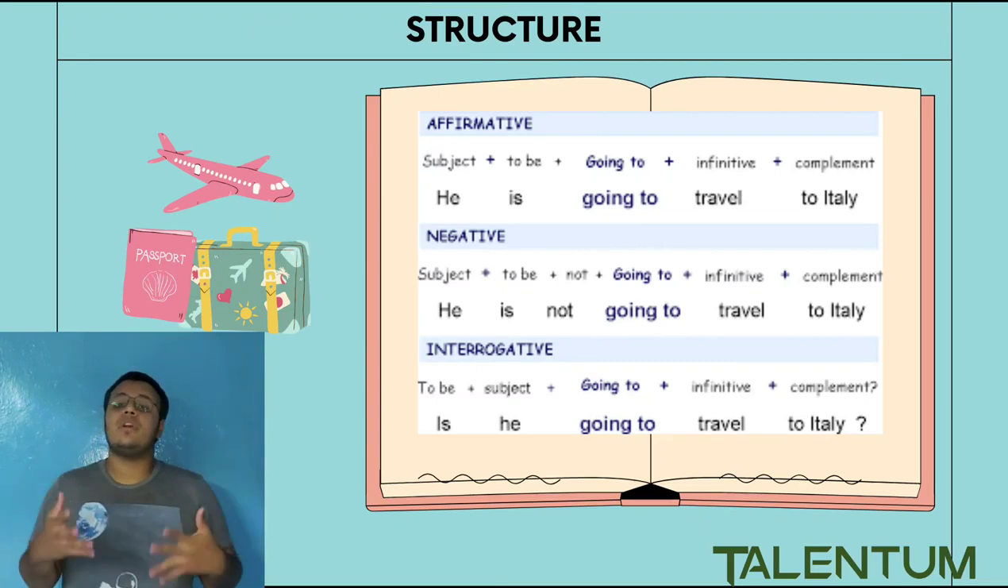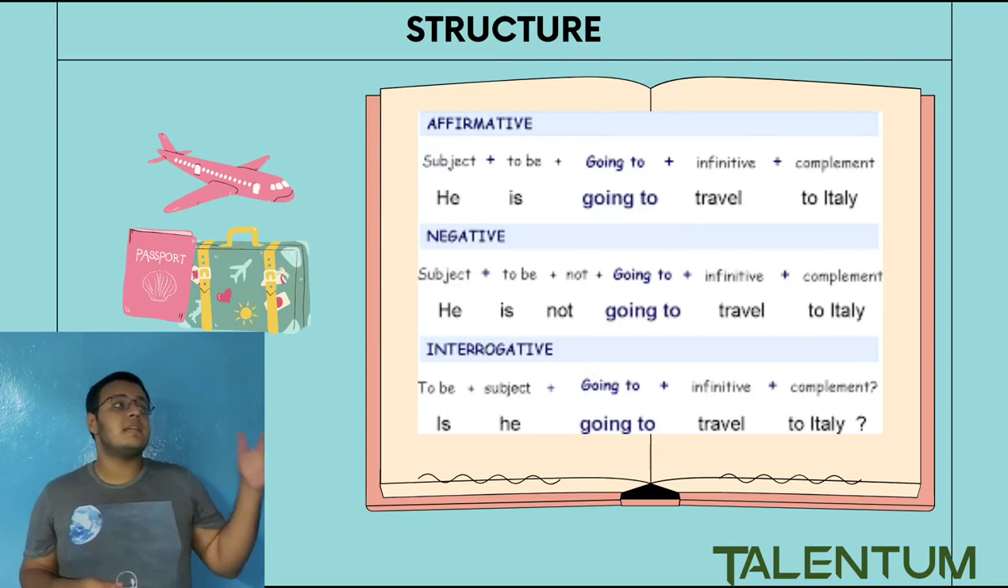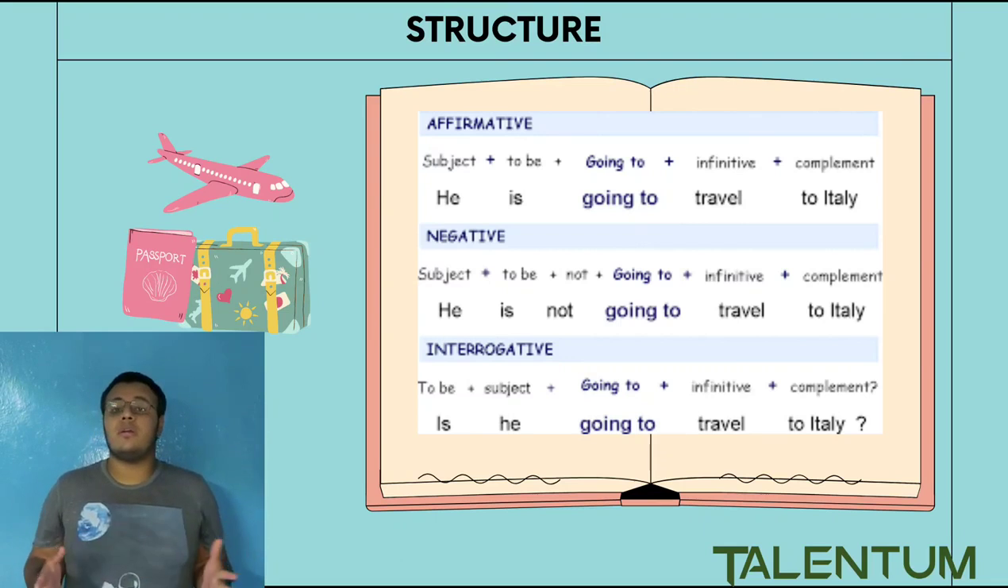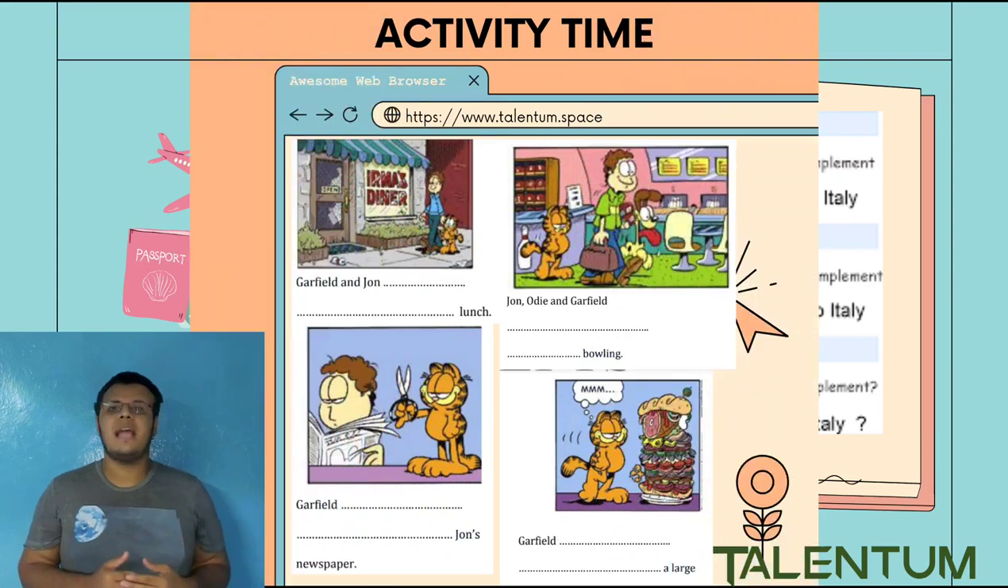Something important that I forgot to mention is the infinitive. We are not going to conjugate the main verb of our sentence. In this case, it's "travel," so we are not going to conjugate it. It's only going to be an infinitive, or what we also know as the base form.